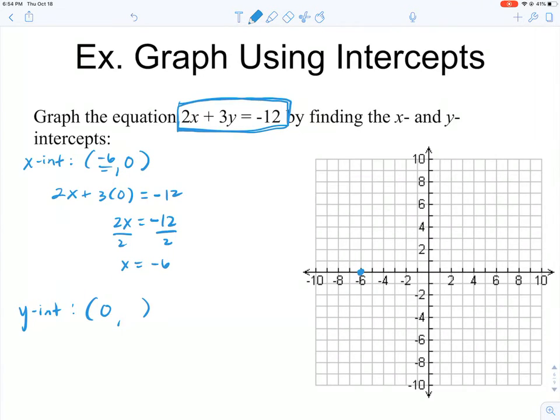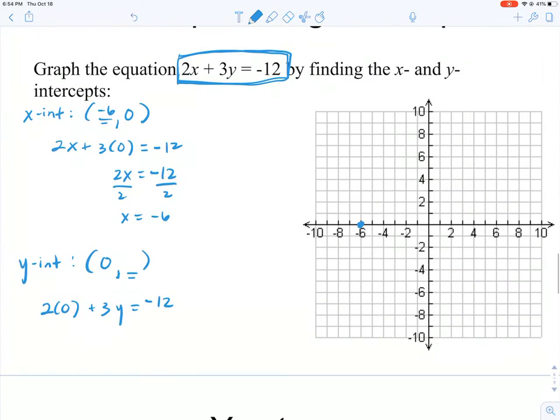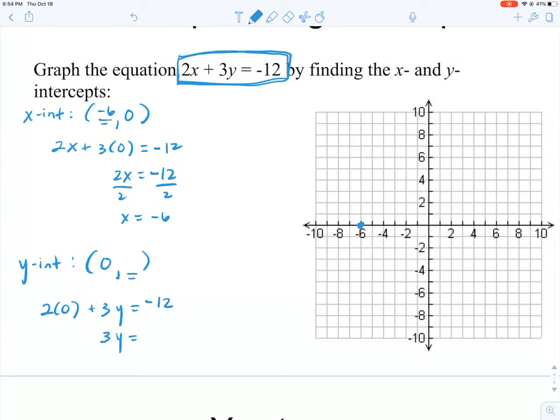And then our y-intercept will be 0, and we need to solve for y. So 2 times 0 plus 3y equals negative 12. That's just going to be 3y equals negative 12. And if we divide by 3 on each side of the equation, we'll get y equals negative 4. So 0, negative 4. Now we can draw the line that passes through those 2 points. No problem.